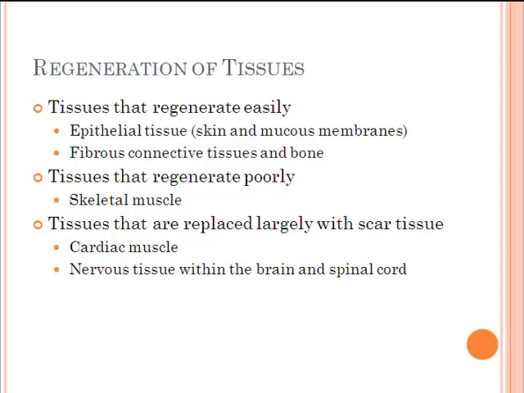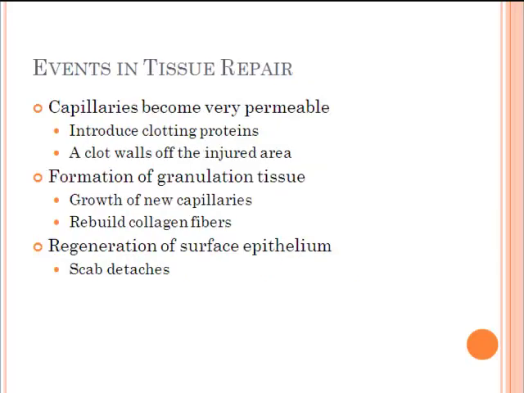Cartilage also regenerates very, very poorly. With cardiac muscle, you're mostly going to get scar tissue. So when people have a heart attack, their heart is generally weaker afterward, because any of that tissue that may have died is replaced by scar tissue. And nervous tissue, your brain, spinal cord, things like that, will often be replaced with scar tissue. Other tissues, such as epithelial tissue, connective tissue, and bone, which we already talked about a little, regenerate very easily.